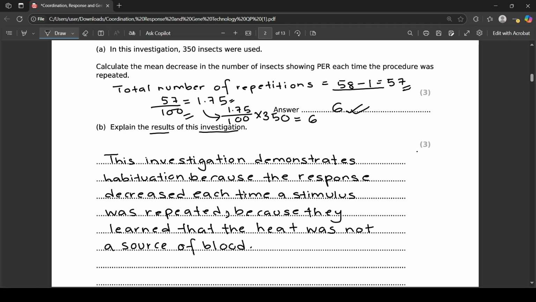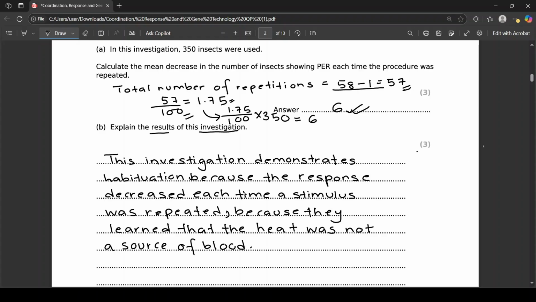So let's sum this up again. The basic information that guarantees 1 mark is if you write what this investigation is. This investigation demonstrates habituation. You get 1 mark for this. Then we have to explain the investigation. We explain it as: this investigation was carried out because the response decreased each time a stimulus was repeated. That's the result of the investigation.